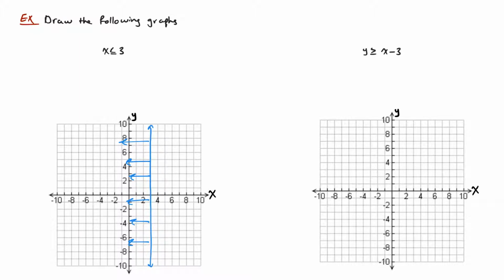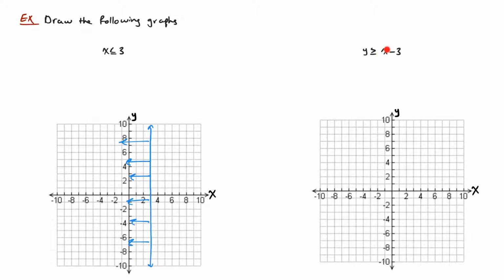For the next one, it says y is larger or equal to x minus 3. So this one we haven't done yet, but let's try it out. What we have to do with this one is first draw y equals x minus 3 and then figure out which region we're shading. And to draw it, we have to figure out if we're drawing it using a solid line or a dashed line. And solid line in this case because it's got the equal sign.